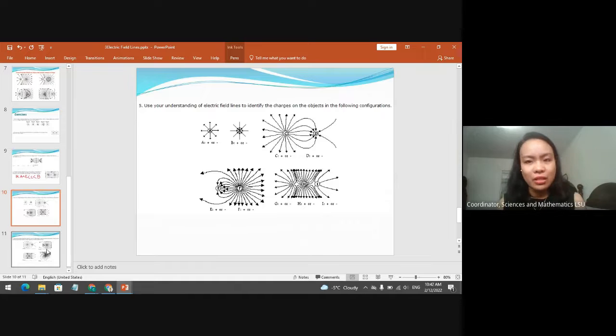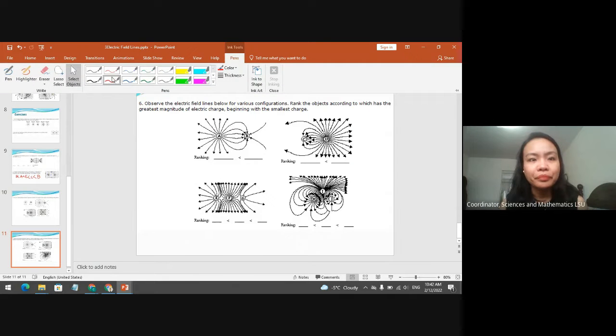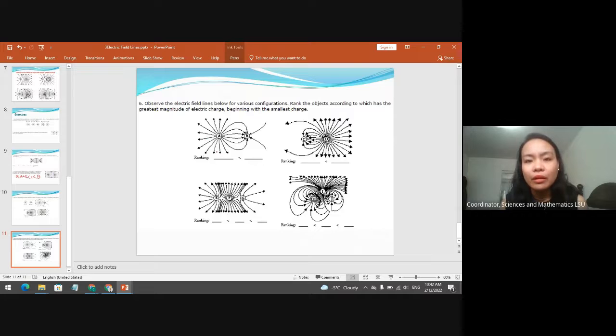Okay, so that's how you're going to determine the electric field strength. So this is very easy. Let's have this again, the ranking. If you are going to rank which is stronger, which is lesser, it can be easily followed that A has a greater number of field lines, so B must be lesser or weaker than A.